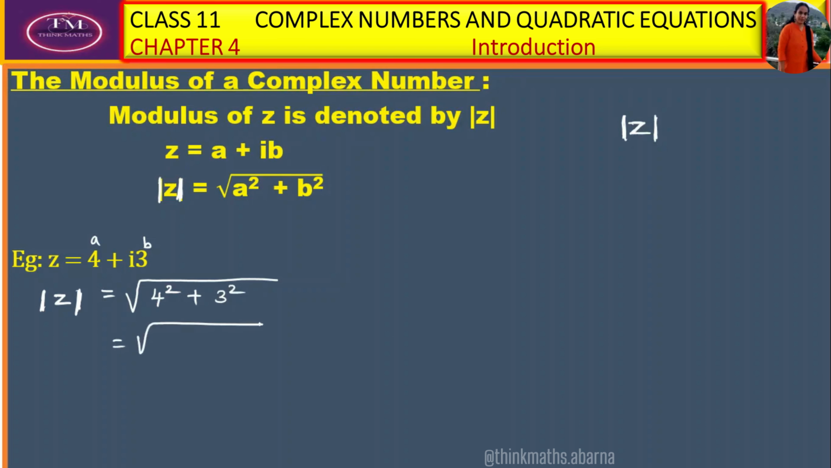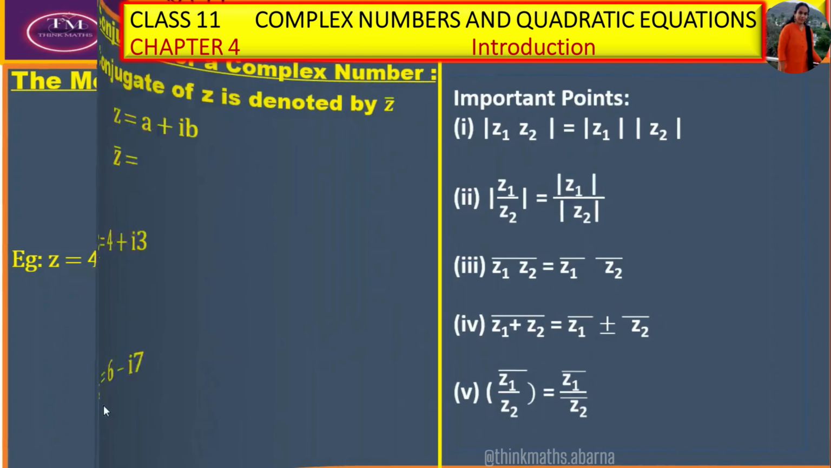What is 4 square? It is 16. And 3 square? It is 9. 16 plus 9 is 25. 25 is a perfect square, so you will get the answer as 5. So modulus of z equals 5. This is the way you have to find the modulus z. Just remember this formula to find modulus of z. Clear, children? So moving on to the next topic.